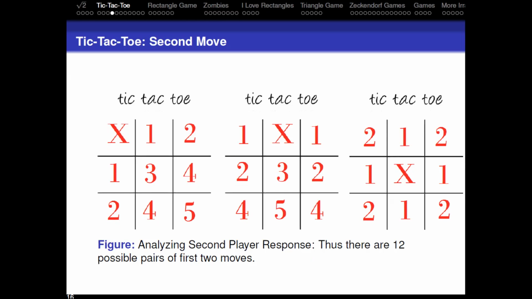And you can go through and you can see what possible opening moves you have and responses. And you can see that in the first case, there's 5 equivalence classes of responses. In the second, there's also 5, and in the third, there's only 2. So really, there's only 12 pairs of opening moves, you know, player 1 and player 2 responding. That's far less than 9 times 8 is 72.